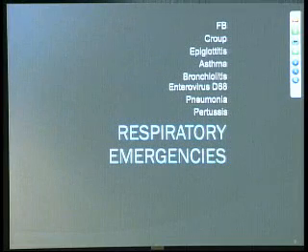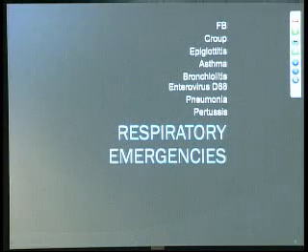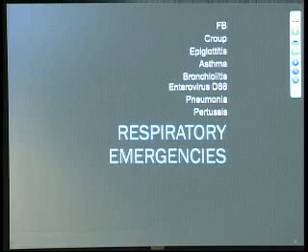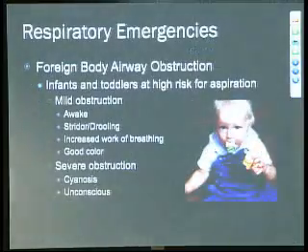So we'll go into specific respiratory emergencies now. So we'll talk about foreign body, croup, epiglottitis, asthma, bronchiolitis, enterovirus D68, which is something that's caused increased problems this year, and then pneumonia and pertussis.